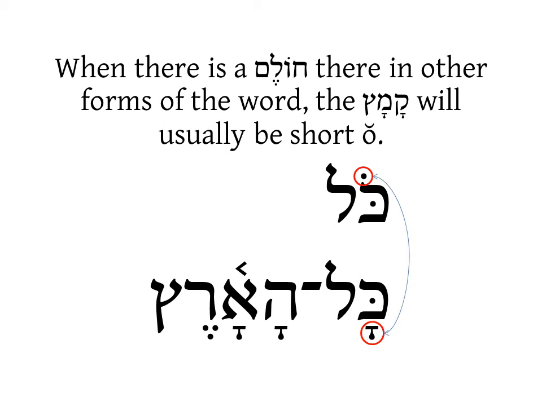So by itself, kol is pronounced kol. When it comes in the phrase the whole earth, we pronounce it kol haaretz. It's not kal haaretz, it's kol haaretz. So the word sounds pretty much the same, whether it's written with cholam or with qamats hatuf. Now, did that help, or did that make things more complicated?